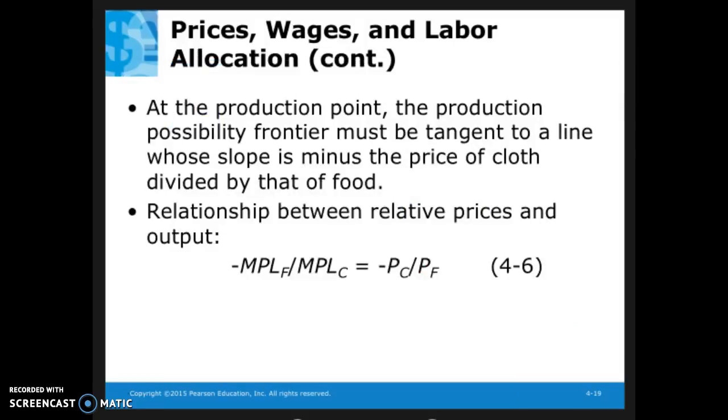At the production point, the production possibilities frontier is tangent to a line whose slope is minus the price of cloth divided by that of food. So the relationship between relative prices and output is that the negative ratio of the marginal productivities of labor equals the negative ratio of the prices.